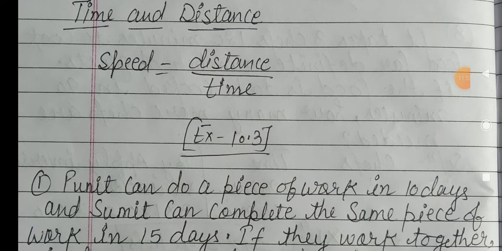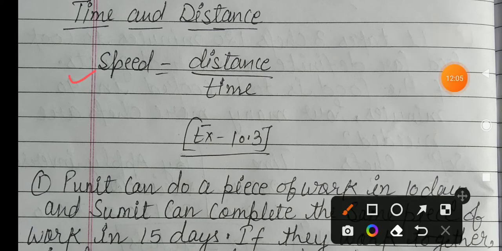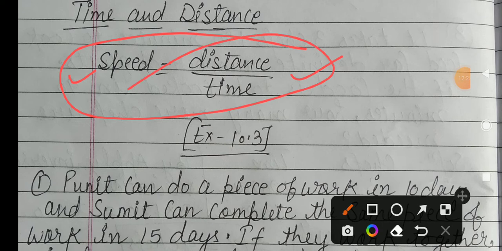Students, the time and distance formula is also your physics formula. Here the speed is equal to distance upon time. When the distance is increased, then the time also increases, so the speed has to increase or decrease with respect to the time. If the time is increased, then the speed will decrease. So it is also part of the inversely proportional variation method.